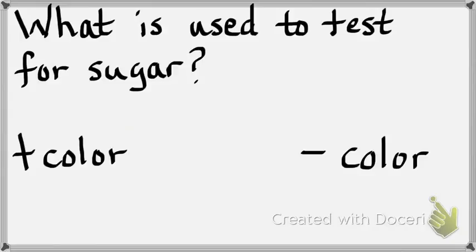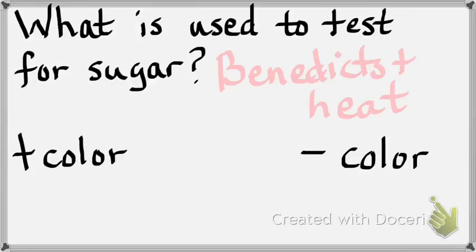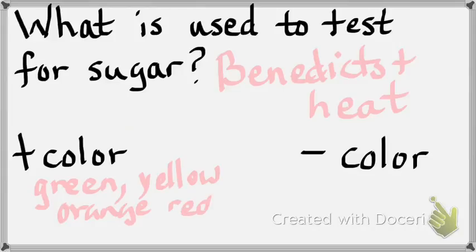What is used to test for sugar? Benedict and 3 minutes of heat. Positive colors. Orange, red, yellow, or green. Negative. It should seem familiar.